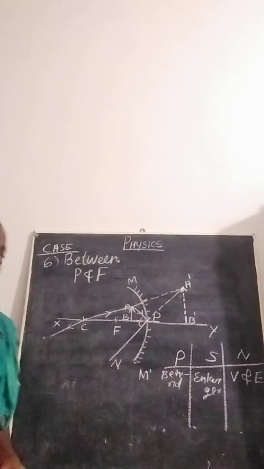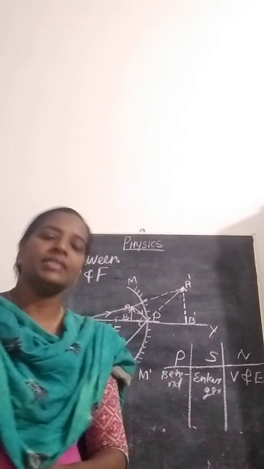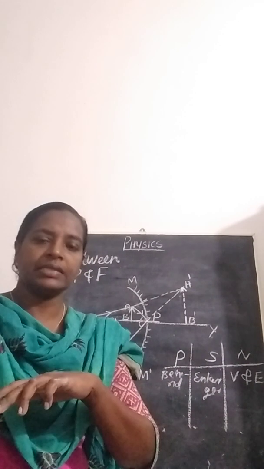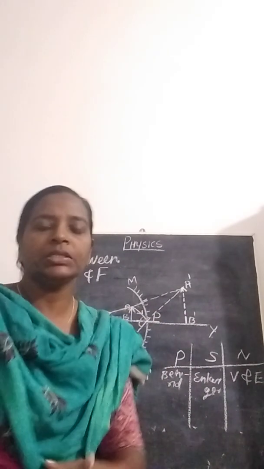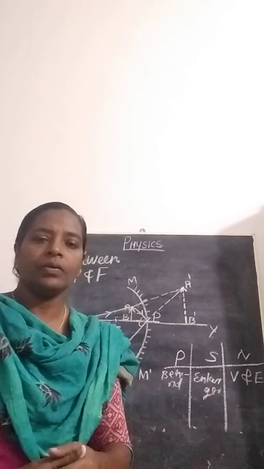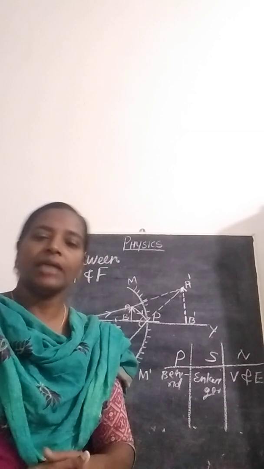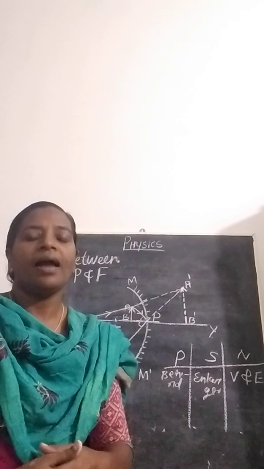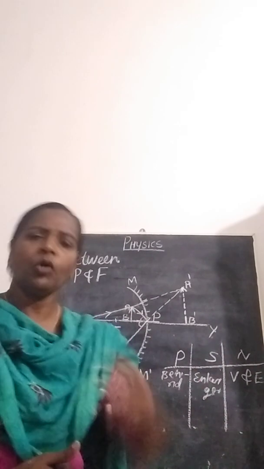So this is the only case where we are getting a virtual and erect image of the object. All other cases we got real and inverted. The size can be the same, lesser than the object, or greater than the object. But here, when we place an object between P and F of a mirror, we got an image that is enlarged, not highly enlarged. Highly enlarged only in the case where we keep an object at F of the mirror. But here it is larger than the object, virtual and erect, and the position is behind the mirror.